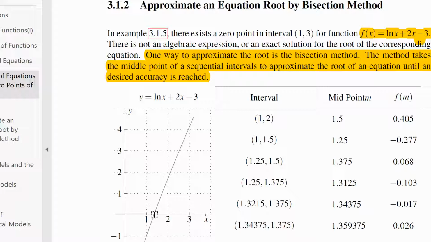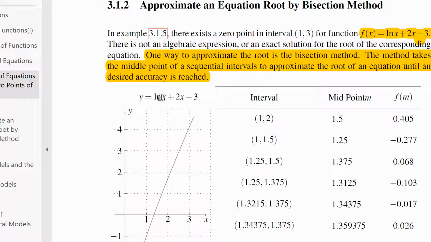Now, how are we going to approximate this 0 point or the corresponding root of the equation? Here we have to use the bisection method. What's the meaning of that? The bisection method is basically taking the middle point of sequential intervals to approximate the root of an equation until a desired accuracy is reached.